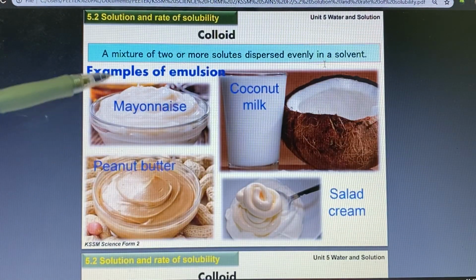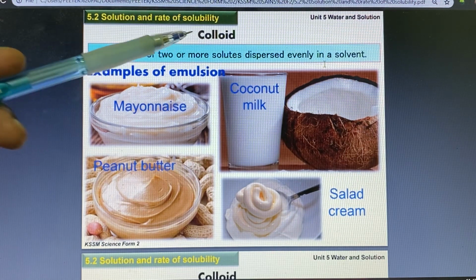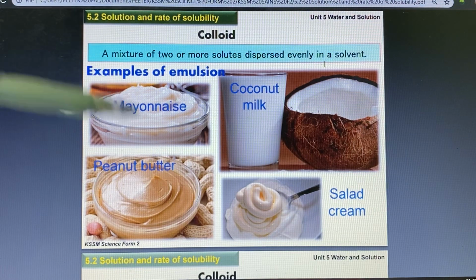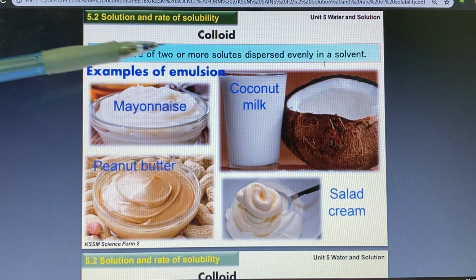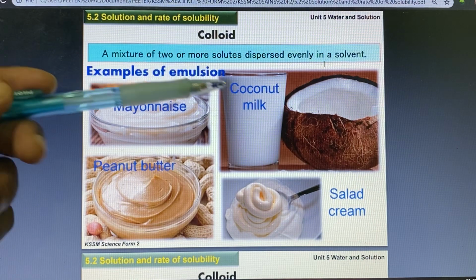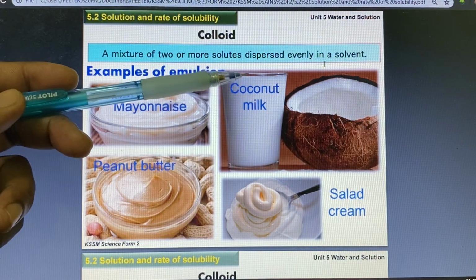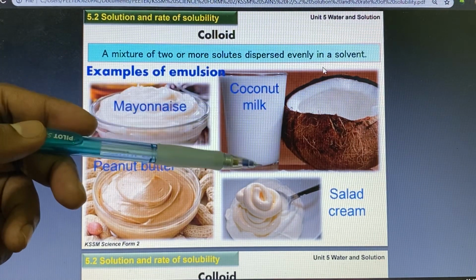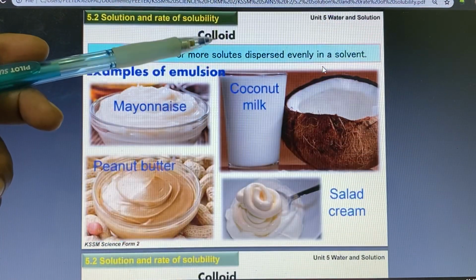And finally, we want to look at another liquid, which we call a colloid. A colloid is formed when two or more solutes form a mixture, and they disperse evenly in a solvent. See, for example, coconut milk. You can't see the solutes, but they're dispersed evenly. It's like a complete mixture, but you realize it is not transparent. This is what a colloid looks like.